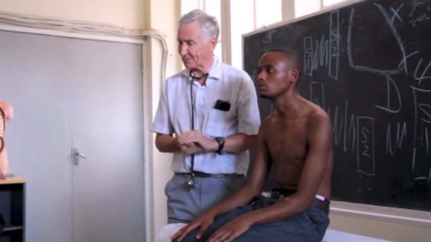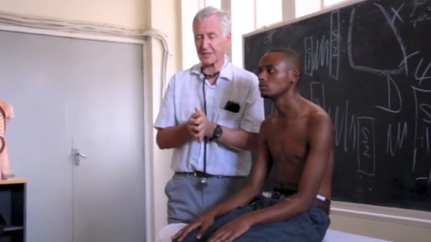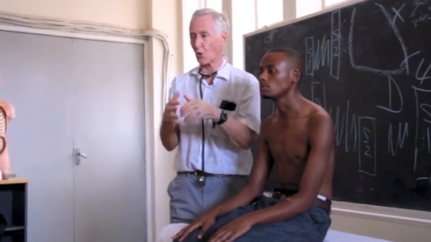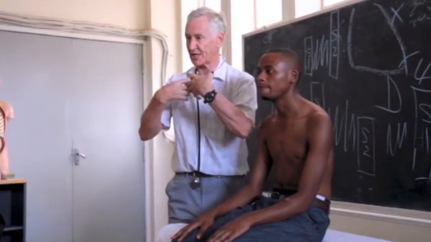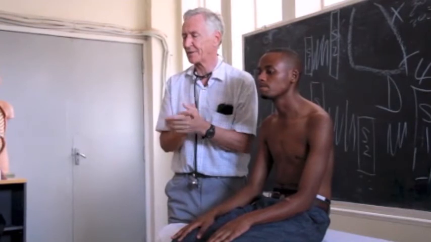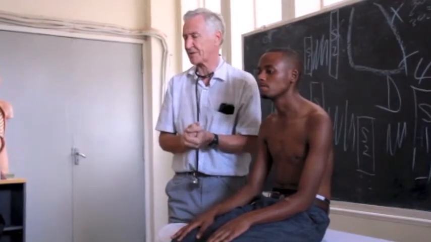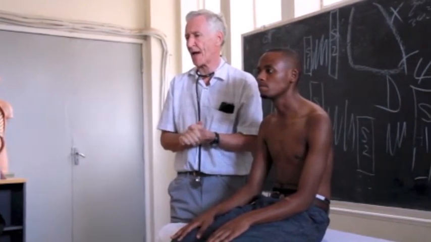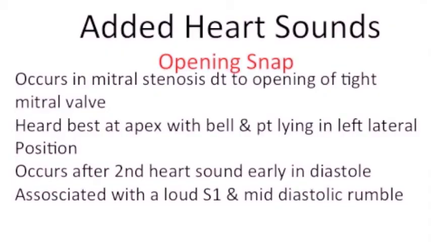An opening snap is what happens after the second heart sound due to opening of the mitral valve, and it can create a sound if it's tethered or tight, a little snap. And that will occur before the murmur, and you may hear that in mitral stenosis.